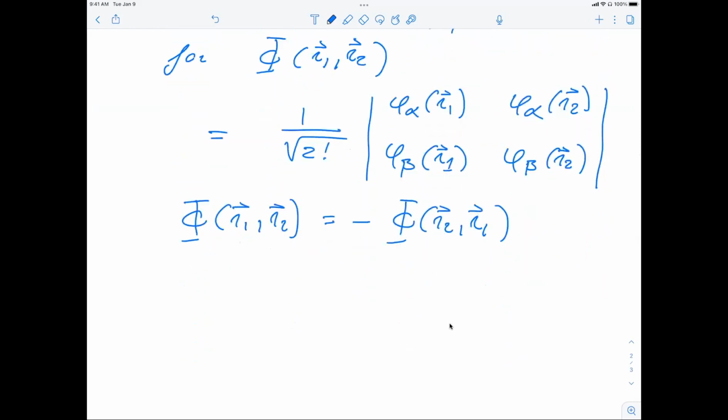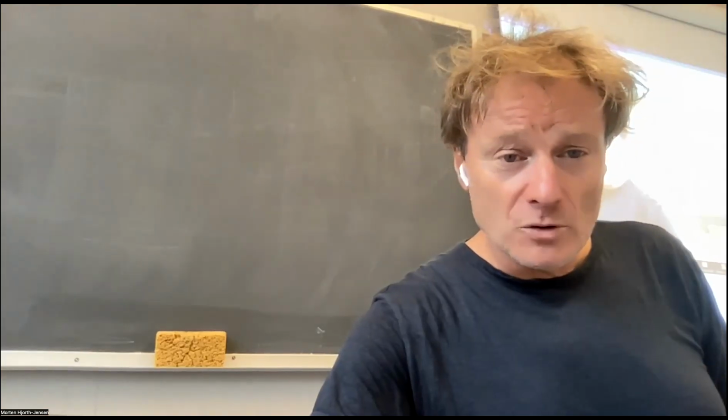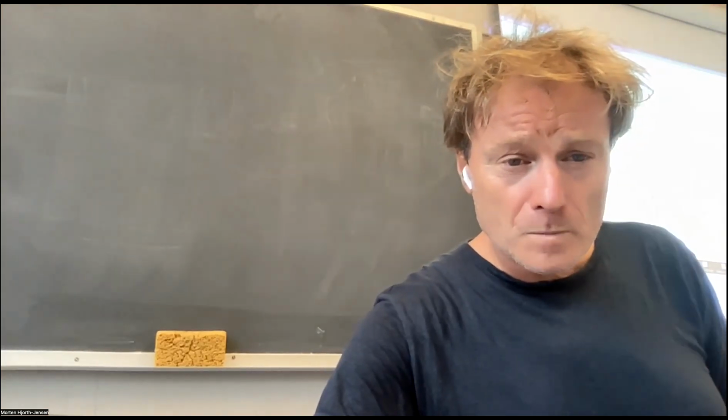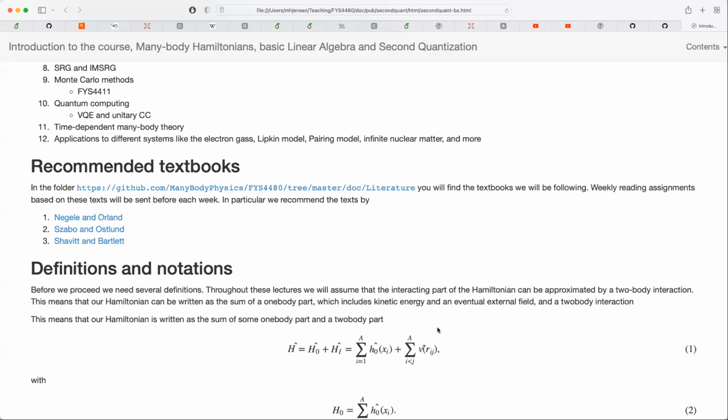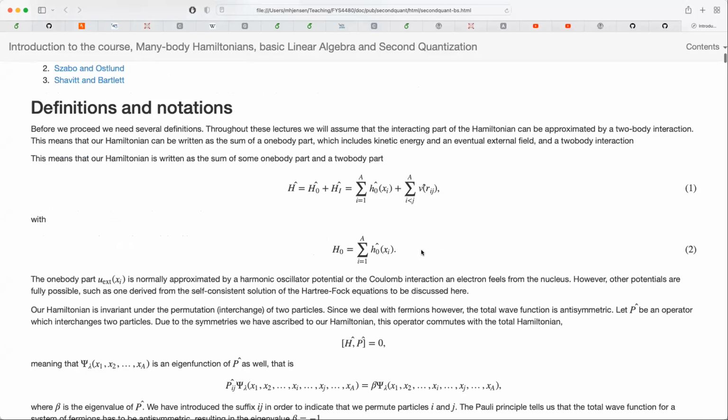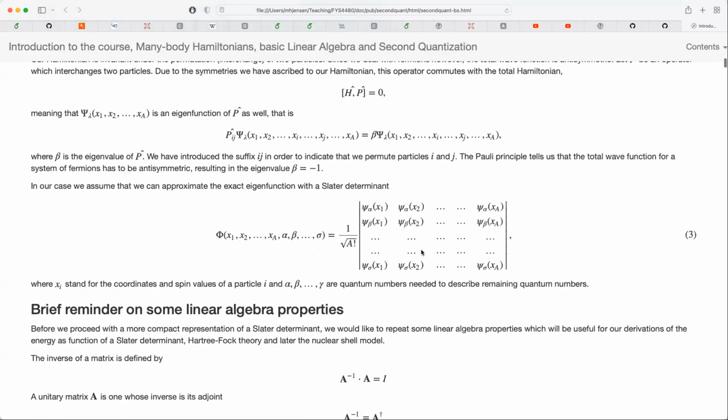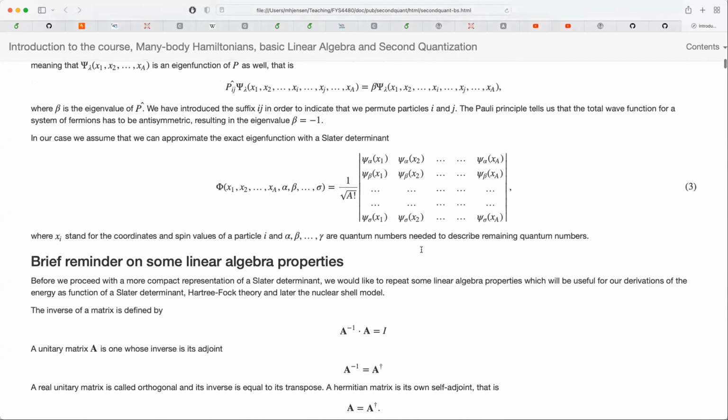Now, there's one thing I just wanted to quickly remind you, because we are also going to introduce a more compact notation a little bit later. So I'm just quickly going to switch back to the slides which we have. So if you scroll down a little bit, this will be a typical example of a many-particle Slater determinant.